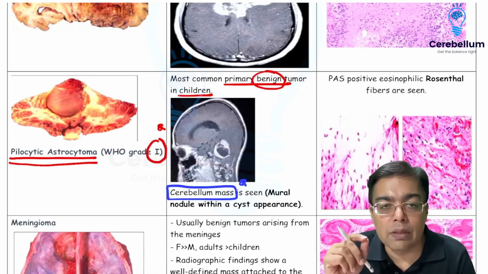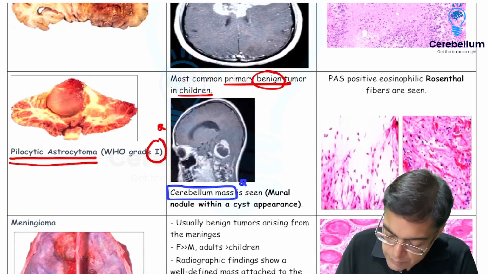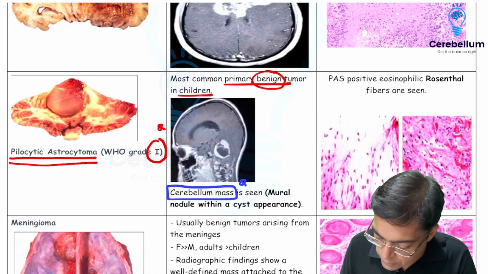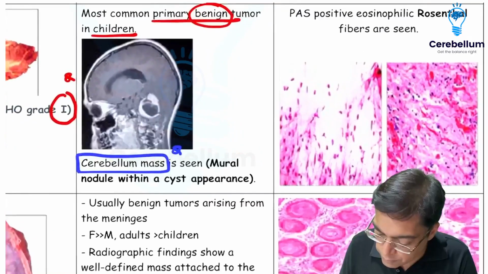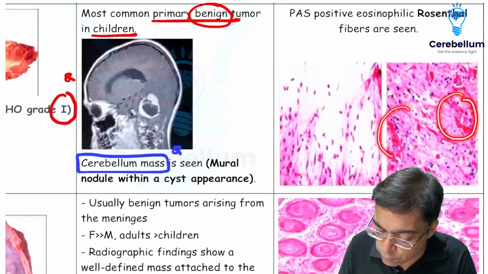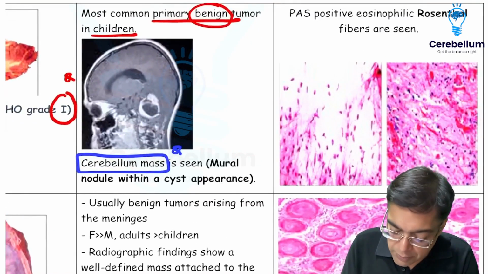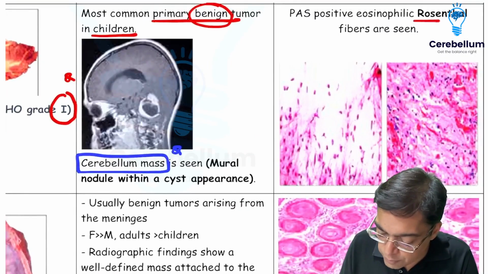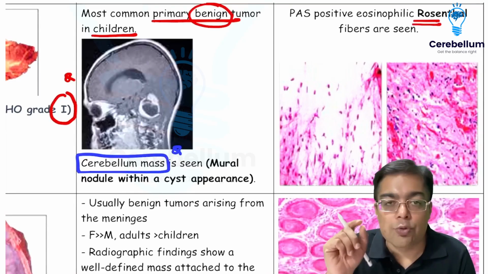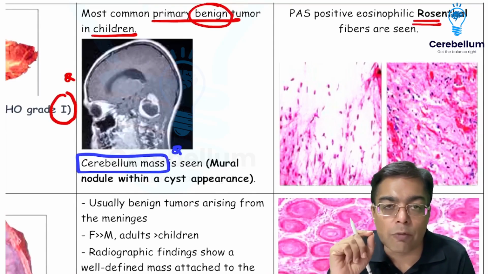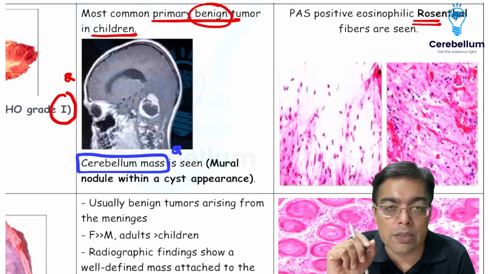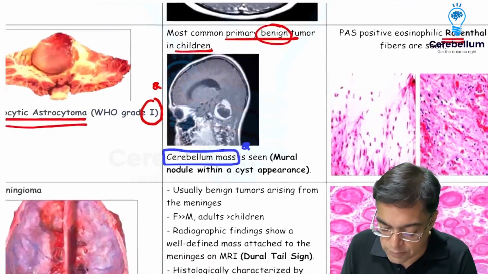At a microscopic level, the tumor is characterized by the presence of PAS-positive eosinophilic fibers, which are given the name of Rosenthal fibers. The moment you think in terms of a flower like rose, obviously you remember it has a pink-red appearance, so eosinophilic color. So PAS-positive eosinophilic Rosenthal fibers are seen as a feature of this kind of disease.